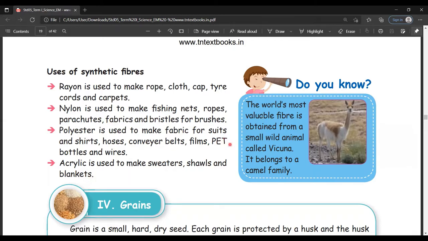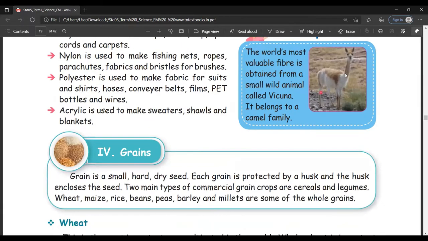Okay. The world's most valuable fiber is obtained from a small wild animal called vicuna. It belongs to a camel family. So the world's most valuable fiber, which animal do we get it from? From the animal vicuna. It belongs to a camel family. Okay.